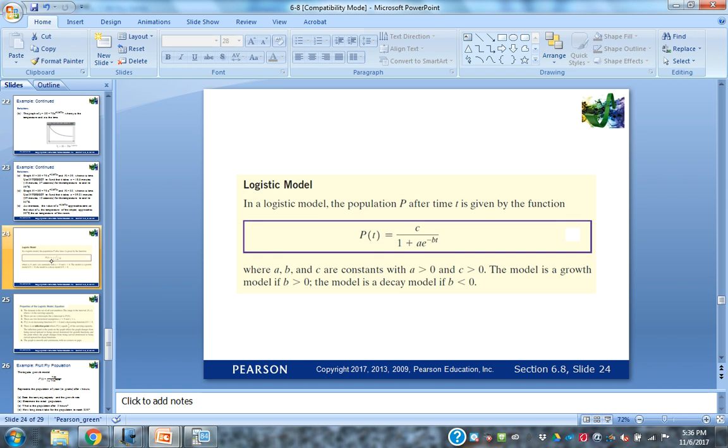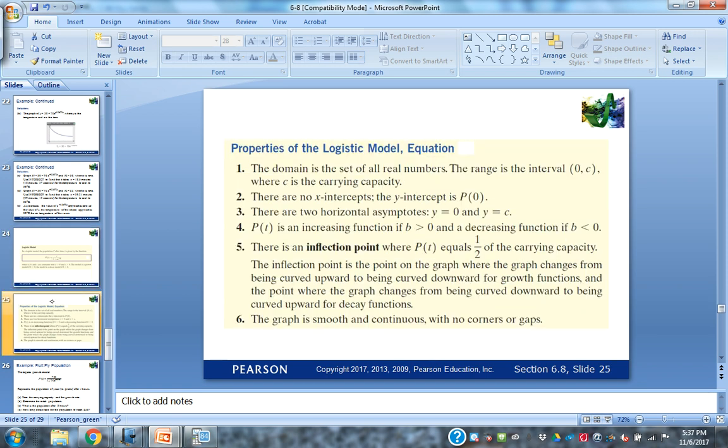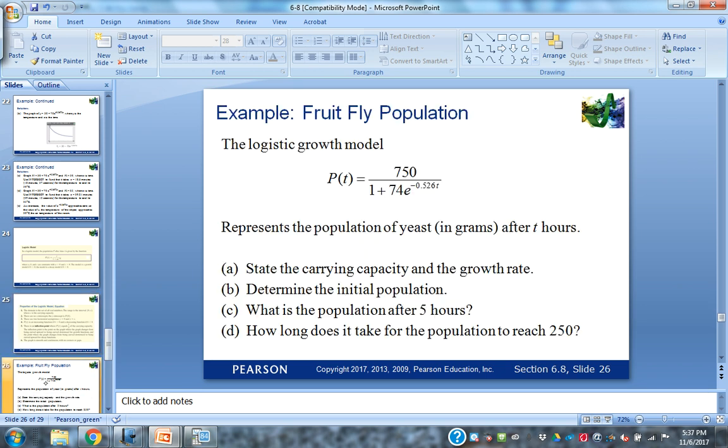Decay, B is a negative number. All that. But the logistic model looks like this. Like I said, I've not seen this on the final very much at all. I don't remember in 8 years of teaching it. I don't think, not 8 years, 6 years of teaching, I've ever seen it on the final. But anyway, properties of that, you can read those. They're not overly important as far as that goes.